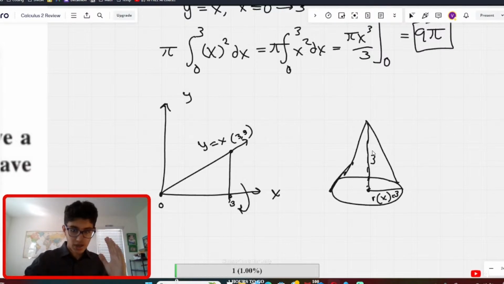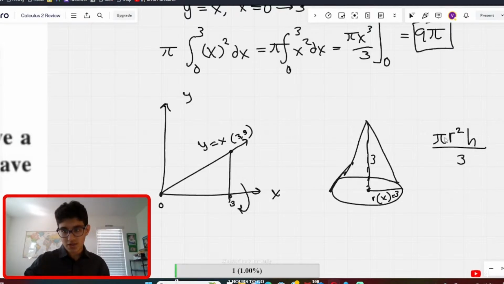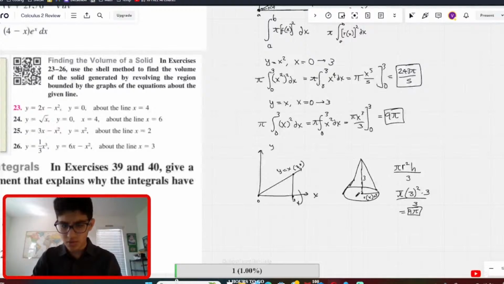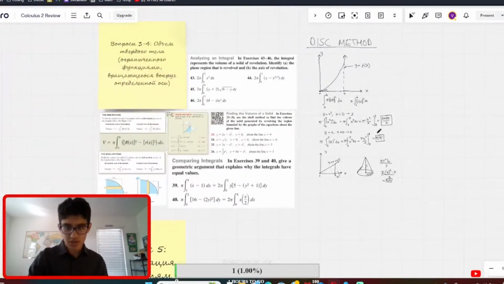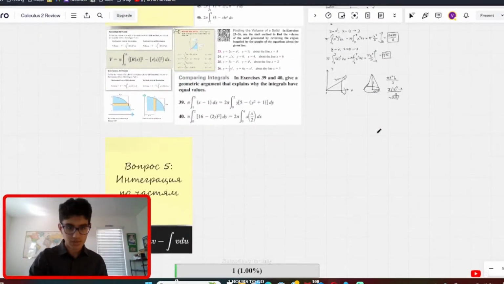So now we've got a cone with height 3 and radius 3. Volume of a cone is pi, wait, I forgot. Pi r squared h over 3. Yeah, pi r squared h over 3. And when you plug in the same values here, it's pi times 3 squared times 3 over 3, which becomes 9 pi. So same exact thing here. So it does hold. If you didn't believe me until now, hopefully this will help you believe it a bit more. So it does work. That's basically the disk method.